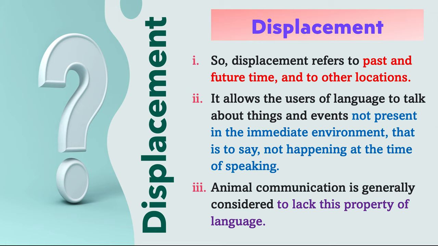So, displacement refers to past and future time and to other locations. It allows the users of language to talk about things and events not present in the immediate environment, that is to say, not happening at the time of speaking. Animal communication is generally considered to lack this property of language.